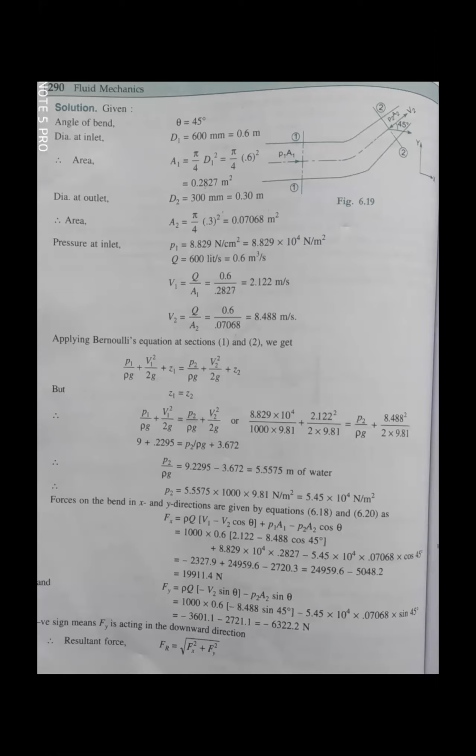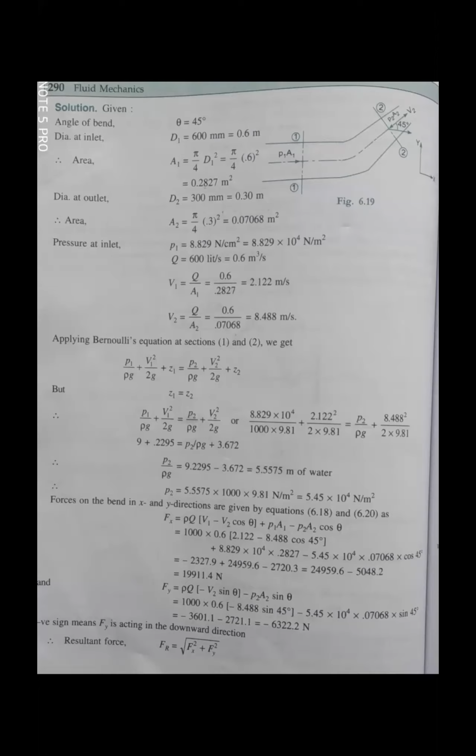Now substituting the given numericals for P1, the pressure at inlet to the bend, and velocity V1, V2, we can find P2 by rho g or P2. You can find P2 because P2 is required in finding the force exerted by the fluid on the bend, or the bend on the fluid.